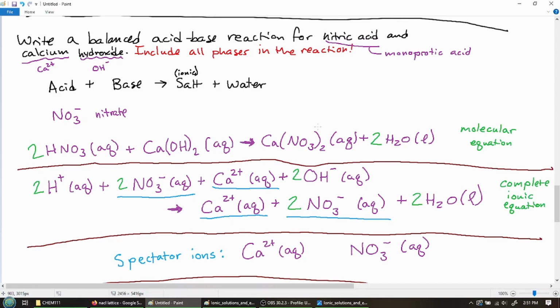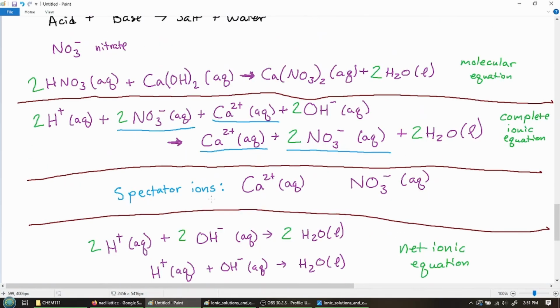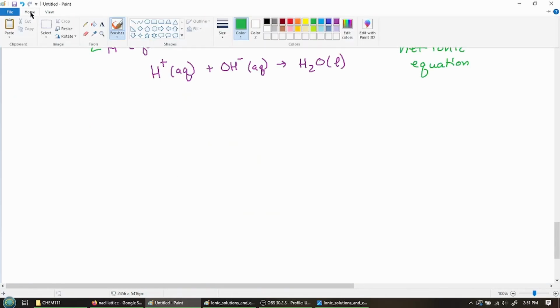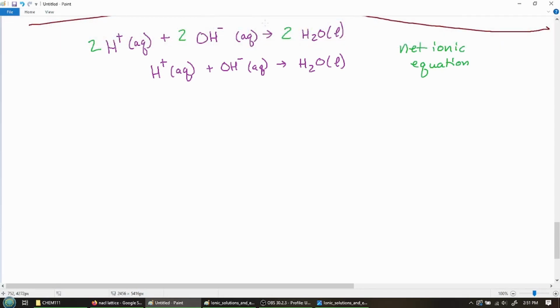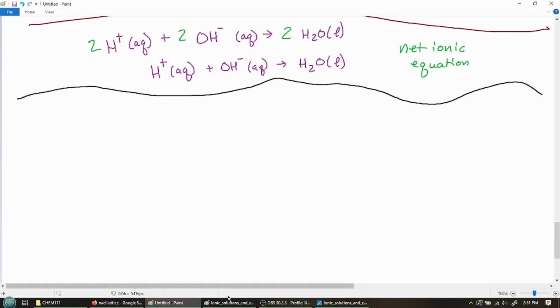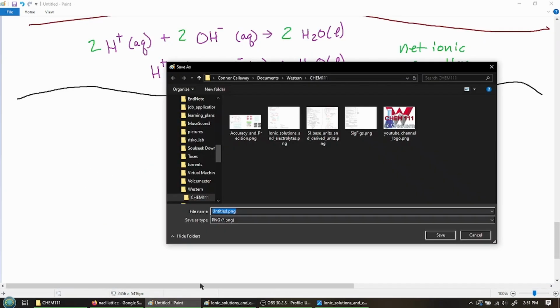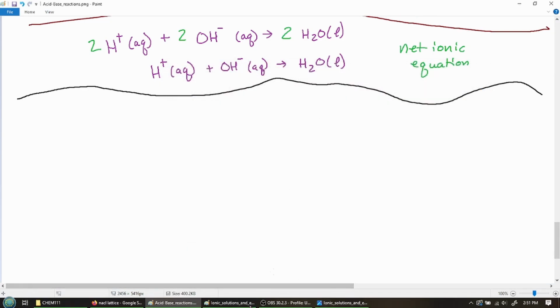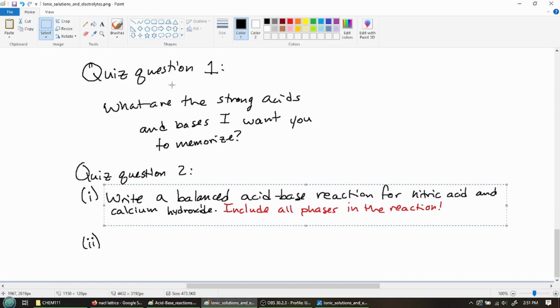So let's take a look at that. I'm going to write this out as part 2 for this question on the quiz. Okay, and we'll go back over to here to write this out. Let me save this. I will save this as acid-base reactions. Okay, question 2 here.